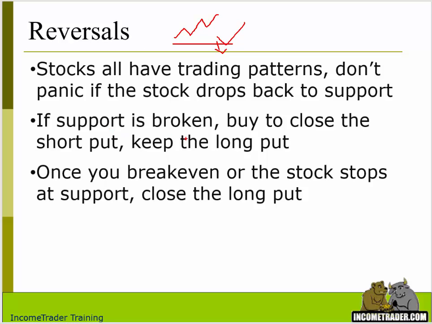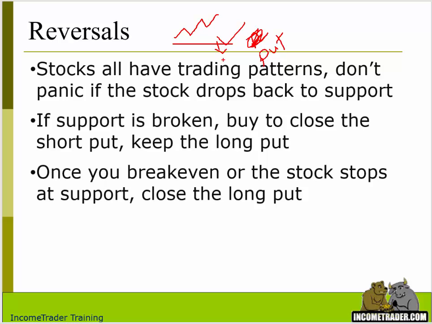So if support is broken on a bull put spread, you're going to buy to close the short put. The put that you had sold, you said, okay, if it goes below this, I'll buy the stock. You want to get out of that and you want to release the obligation. Now, you had sold a put here, but you had bought a put for protection down here in a bull put spread. So if you can release this obligation and buy this back, now you just own the standard long put, which is the best thing to own as the stock is dropping. So this is why it's important.